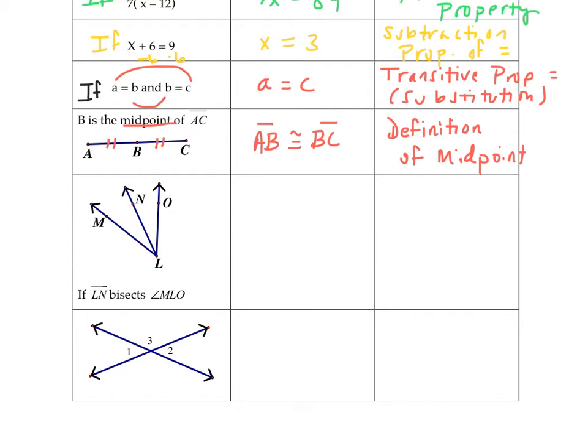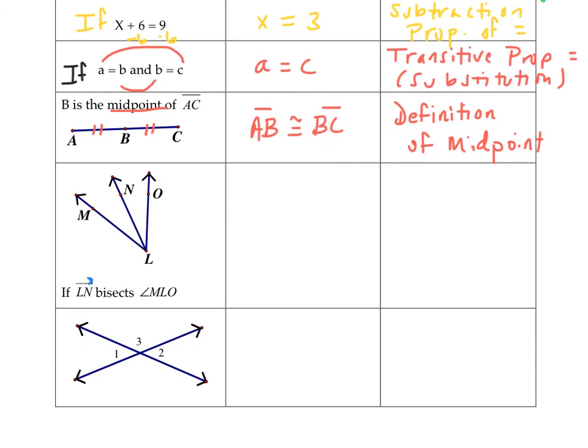Okay, in the next case, it says if ray LN, it's a little hard to see the tiny arrow on the end, but we have ray LN bisecting angle MLO. If it's bisecting this angle, then it divides this angle into two congruent angles. So our conclusion would be angle MLN is congruent to angle OLN. And that's by definition of an angle bisector.